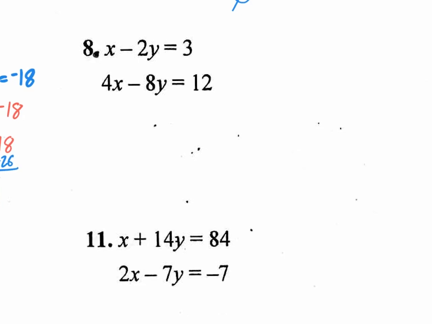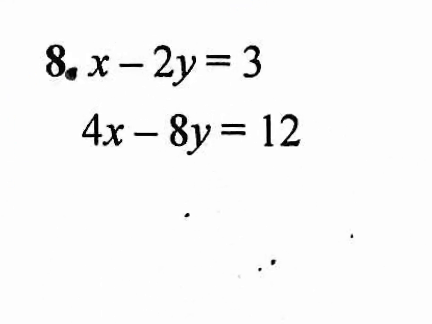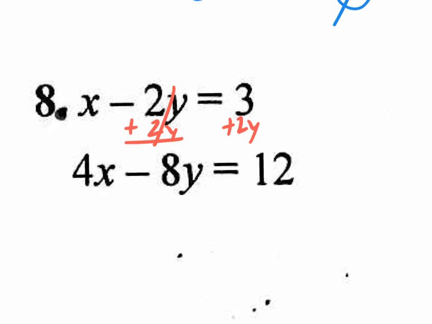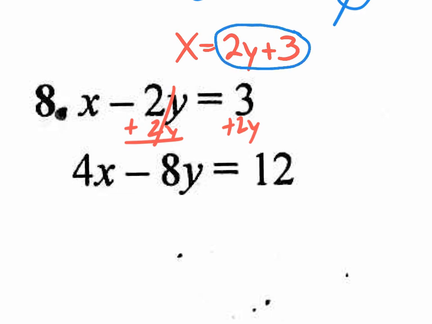Pick a letter to get by itself. X on the top one, right? So if you go for x on the top one, what do I have to do? Add 2y. You guys are on it. Plus 2y, plus 2y. So my new equation is going to be x equals 2y plus 3. Perfect, thank you. So then my second step is to take that value of 2y plus 3, plug it into the other equation we have not used into that letter, which is x. So I'm going to plug it in into the x.